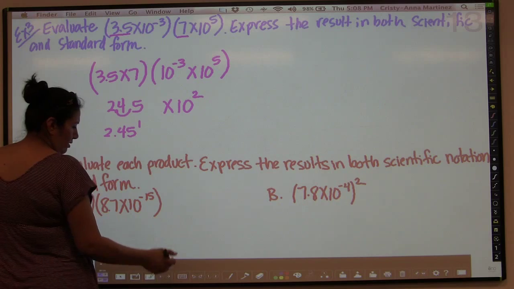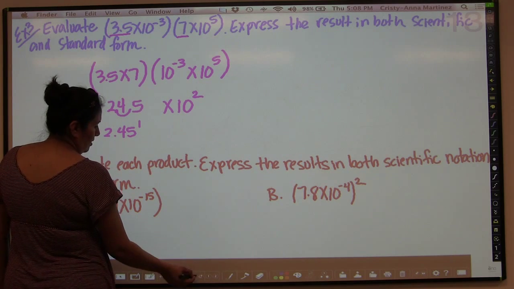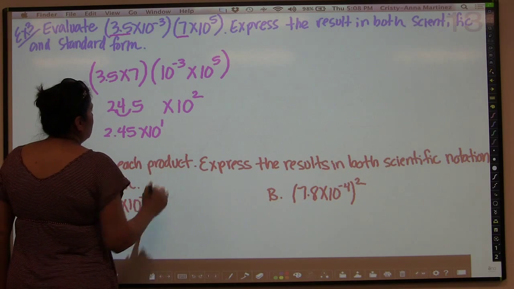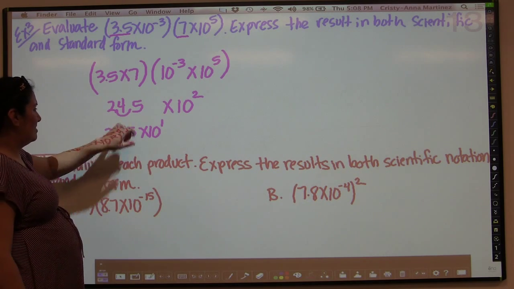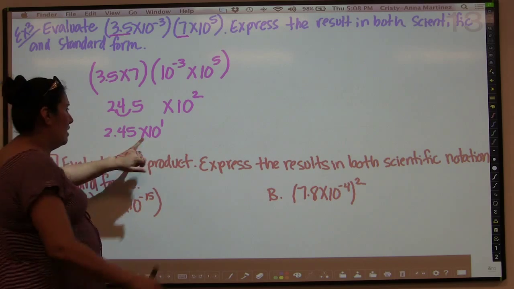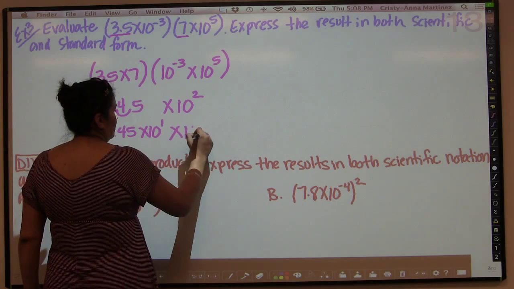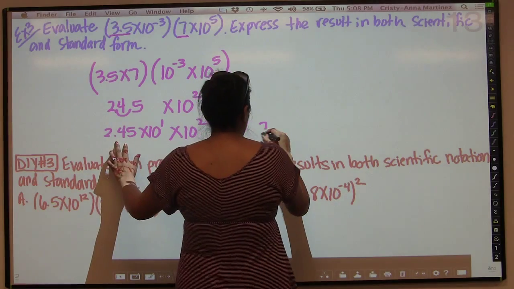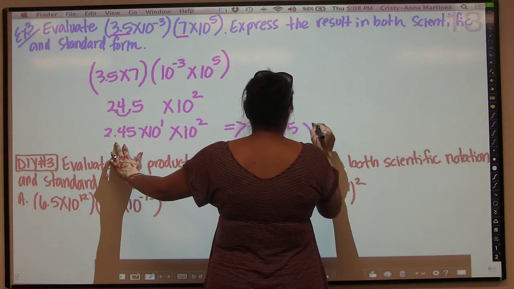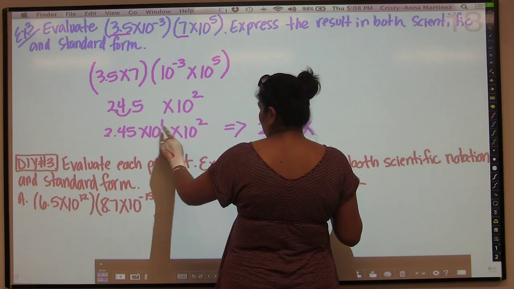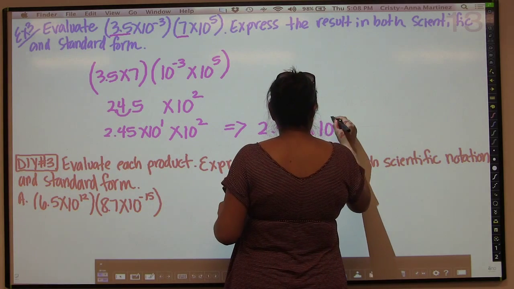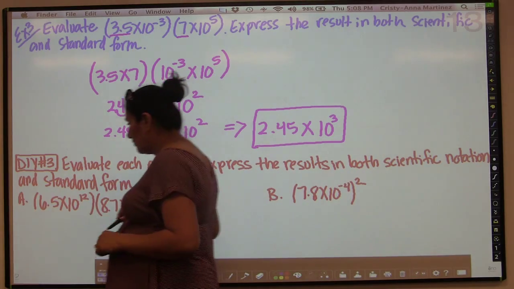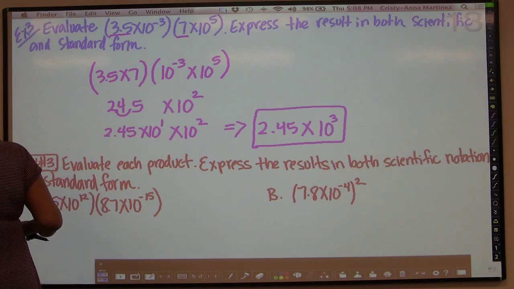I'm sorry, I didn't even put the times 10. We want 2.45 times 10 to the 1. So basically 24.5 is the same thing as 2.45 times 10 to the 1, and of course we still have times 10 squared. So now we can write our final answer as 2.45. And again, because we have the same base, we're going to add the exponents, and it's going to be times 10 to the 3rd power. And there's your final answer, 2.45 times 10 to the 3rd.